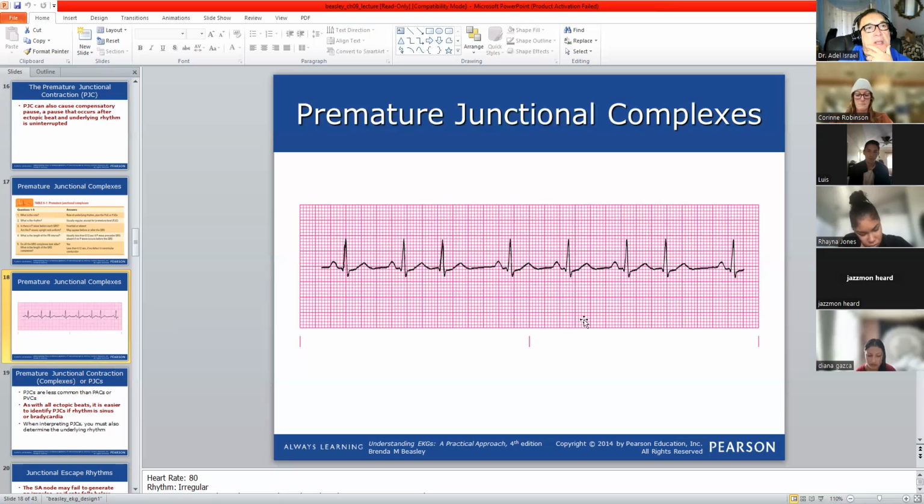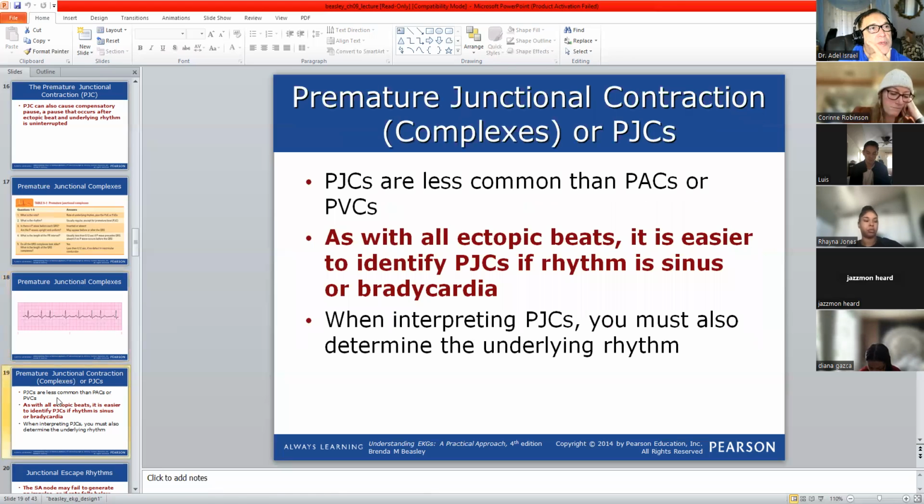Is there any other premature? Yeah, the second to last one looks like it. Yeah, that one. Very good. Thank you, Lewis. So we have one premature here, another premature here, and the others are going to be normal sinus. So this is your correct answer: premature junctional complex. Very good. Thank you, guys.